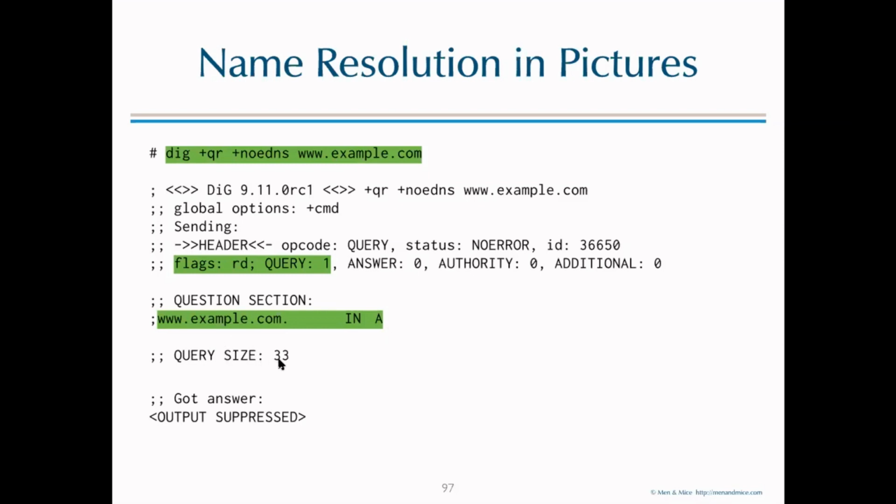And the query was 33 bytes, and as you go further down, Got answer. That's what you would normally see if we hadn't used this plus QR flag. We would see only a response. Okay, answer, response. There we go.